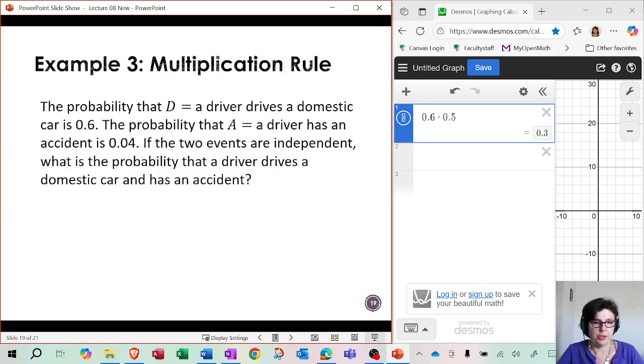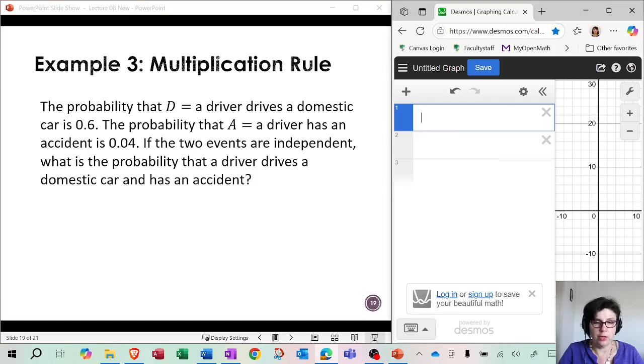One more example. Suppose that event D is that the driver drives a domestic car, and the chance of that is 0.6. The probability that the driver has an accident is 0.04. We know that the two are independent. There is really not much of a relationship between driving a domestic versus foreign car and an accident, at least we are told that there is no relationship. What is the probability that the driver drives a domestic car and at the same time has an accident? According to the multiplication rule, we can just multiply these, and that's going to give me 0.24.